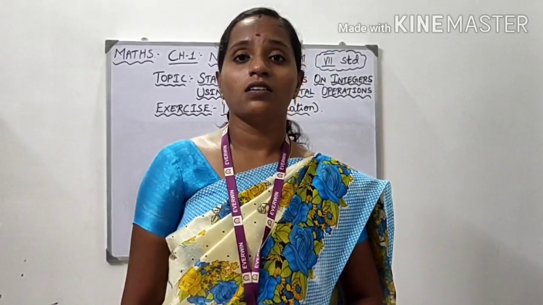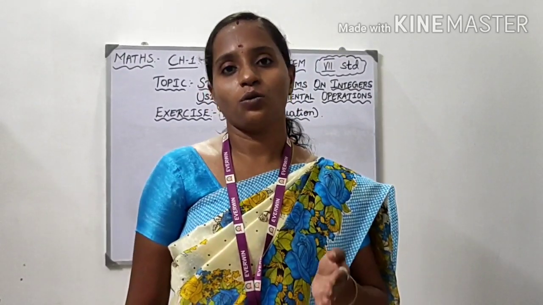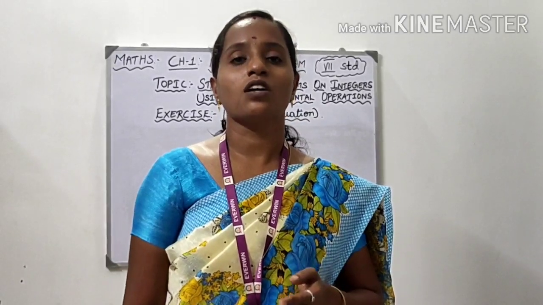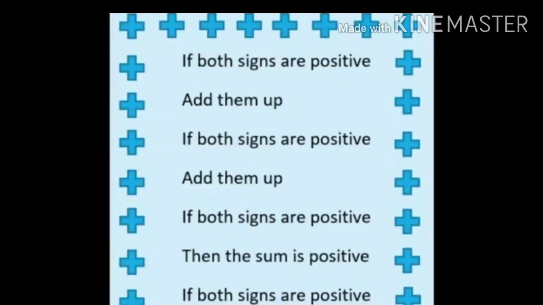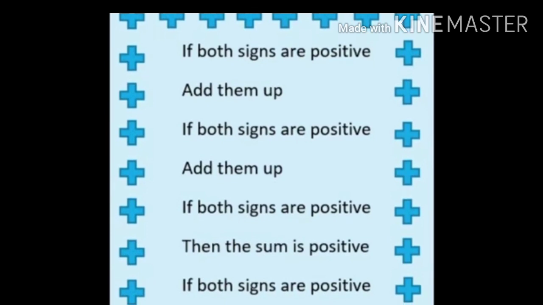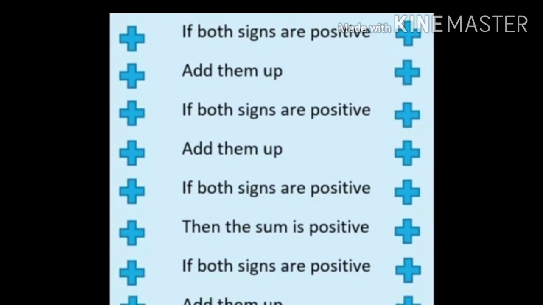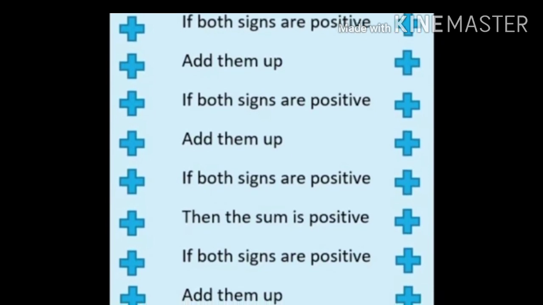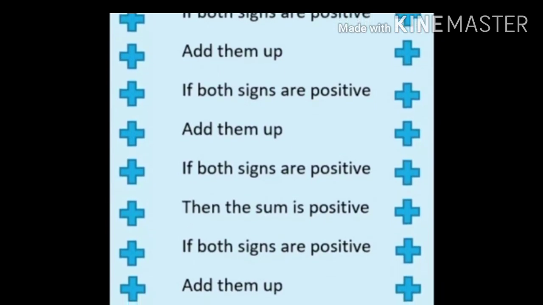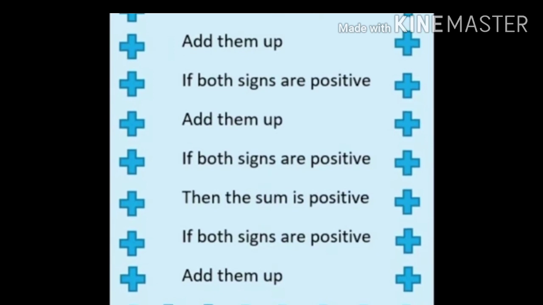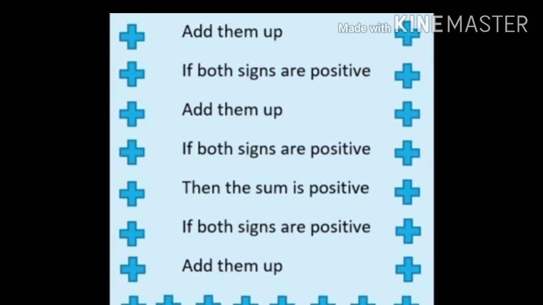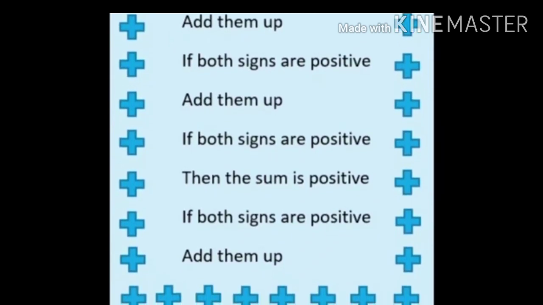So let us recap chapter 1. So we are going to see the rules of addition and subtraction. If both signs are positive, add them up. If both signs are positive, then the sum is positive.